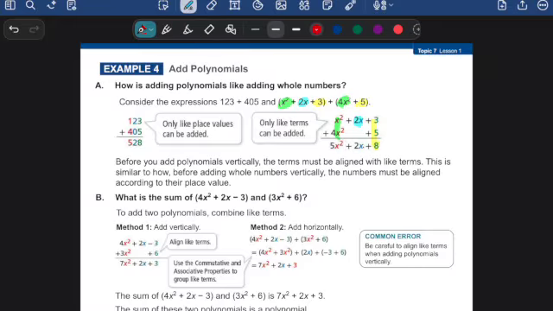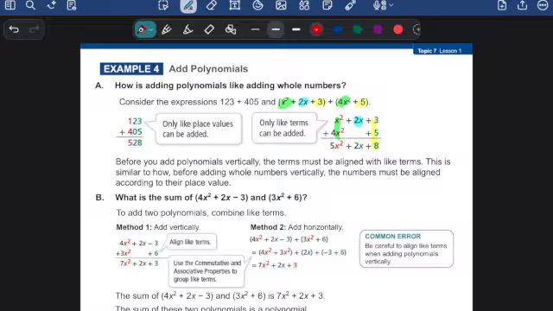2x's plus 0 is just 2x's. And then 3 plus 5 is 8. So just make sure you line up the like terms. That's easy, and adding vertically is very helpful. You could also add horizontally if you like.